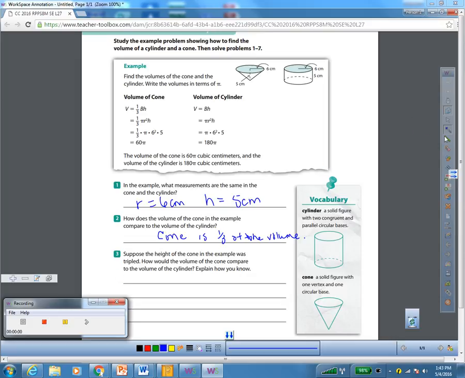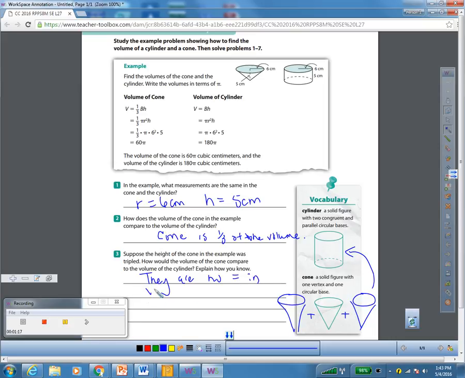The next one, as you're looking at it, grab my pen again here. So suppose the height of the cone was tripled. How would the volume of the cone compare now with the cylinder? So think about that for a second. If we triple just the height of the cone, now you have 3 of them here. That's actually going to be equal now to that cylinder because it takes 3 cones to equal the cylinder. So you would say that they are now equal in volume. And notice only one dimension was tripled, just the height.